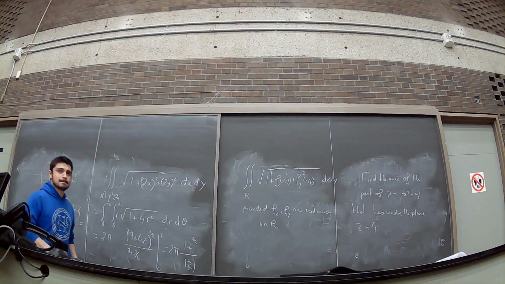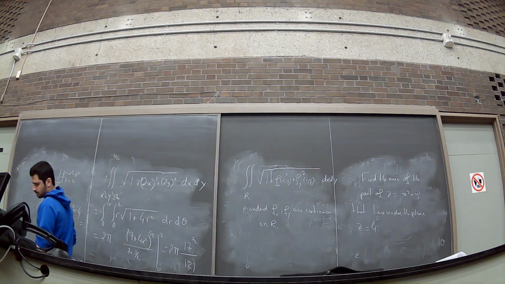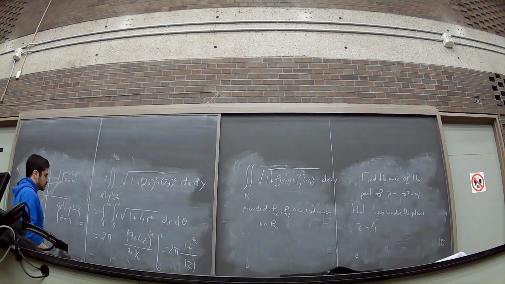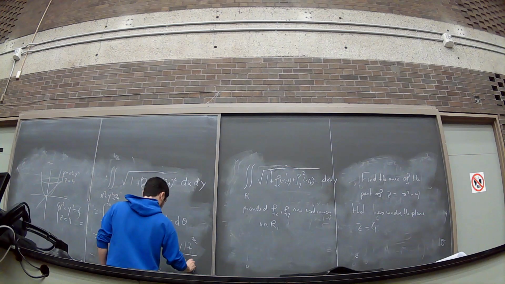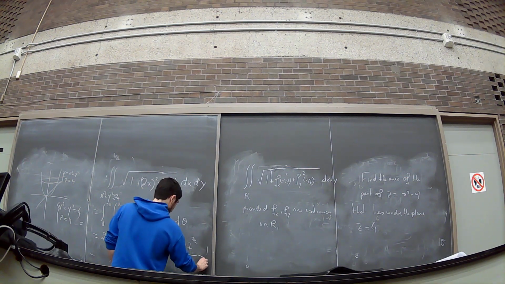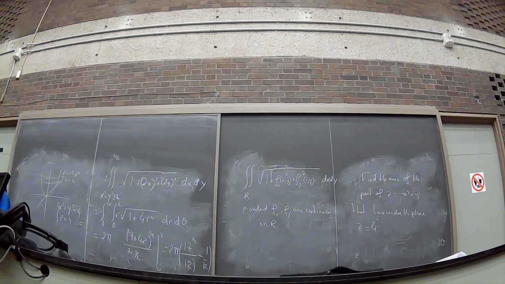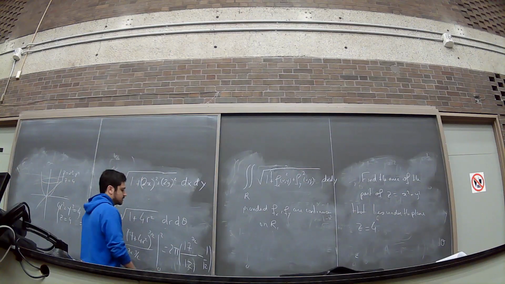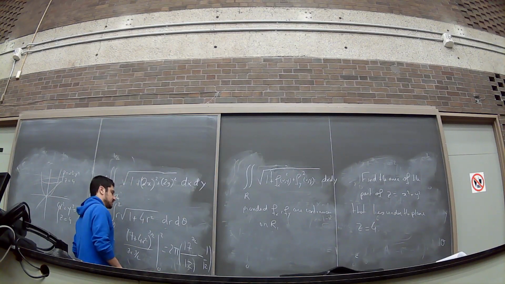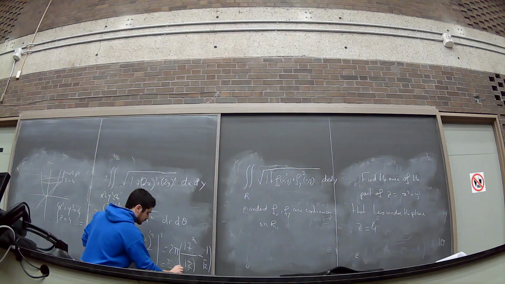Yeah. Okay? Oh shoot, I forgot something, right? Minus 1 over 12. Okay, you can cancel the 12, put 5 over 6 times 17 to the 3 halves minus 1. Okay?